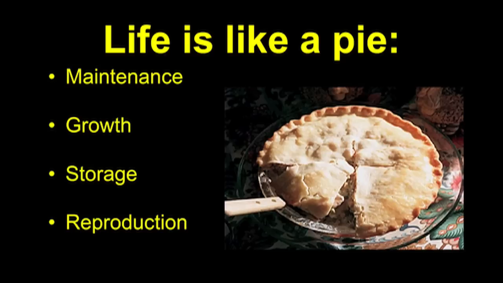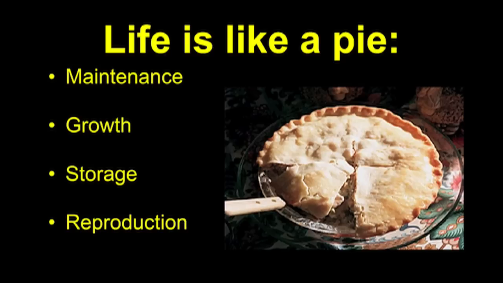One of the very big slices of your pie is maintenance. It's the energy and resources that you put into replacing all the different parts of your body that are constantly wearing out and that are in need of repair or replacement. Another slice of the pie goes to growth. Many animals will invest some of the resources that they're consuming into getting bigger.